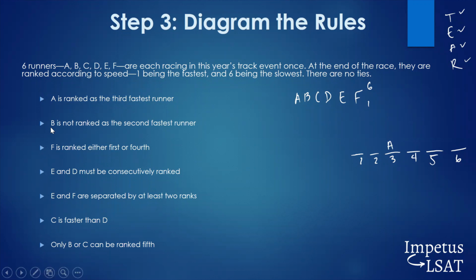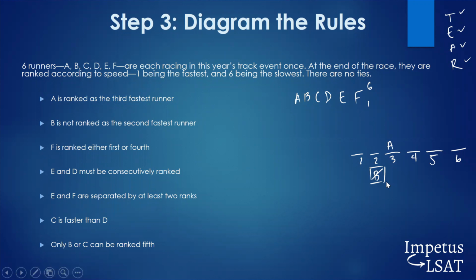Next up, we have B is not ranked as the second fastest runner. What I'm going to do here is place B underneath and slash it. And I'm also going to put a box around it. The reason for the box is that I want to differentiate between my rules and my deductions. So later on, you might start deducing, okay, B can't go into slot 1, B can't go into slot 5, but there's going to be certain situations within questions where you actually need to tell that the rule is different from the deductions. Okay, so this helps you not get mixed up there.